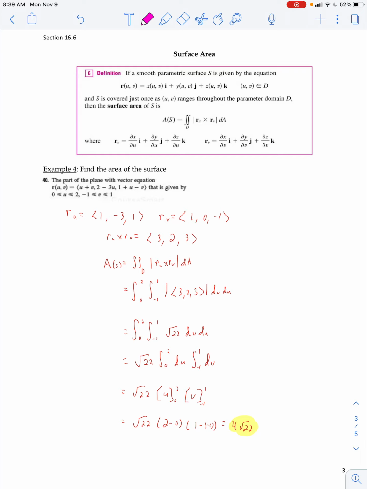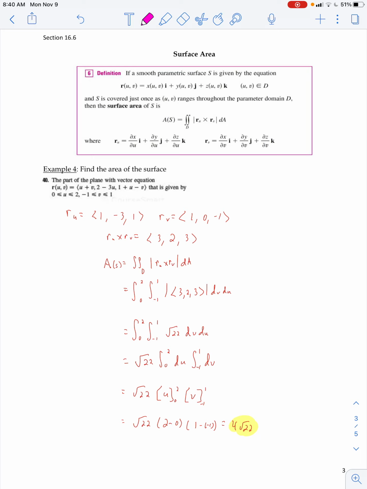After we've done that, now we're going to find the area of our surface. And so we take the double integral. Again, if you wanted to, the v terms don't have to be on the inside, the u terms could be on the inside. That doesn't matter. I'm going to go ahead and integrate on the inside. So we get the integral from 0 to 2, integral from negative 1 to 1, square root of 22, dv du.